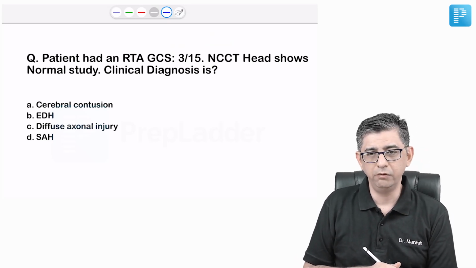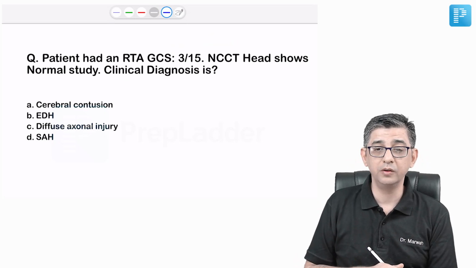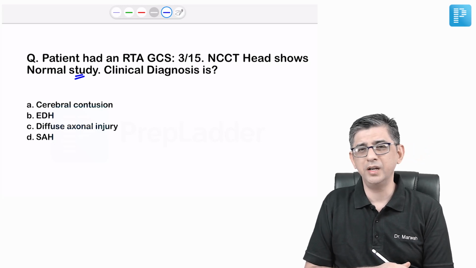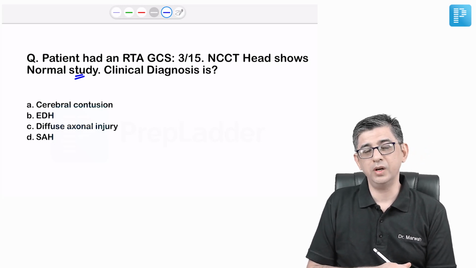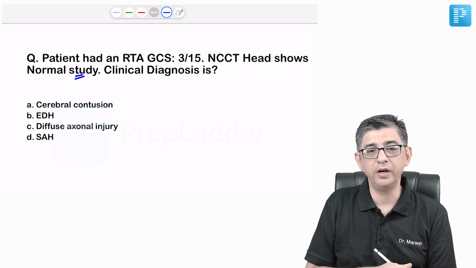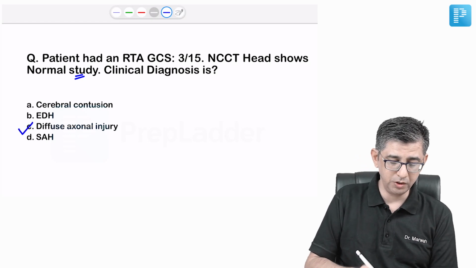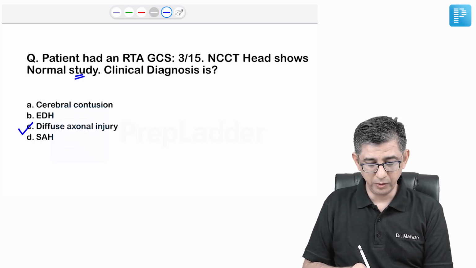So I mean, we are soon gonna have a brain death in this patient, but the CT scan shows a normal study. In earlier times, they used to love and ask about extradural hemorrhage or intraparenchymal hemorrhage, but at this point of time, you can see that a CT head of the patient is showing a normal study. That would mean a diffuse axonal injury. Again, a very oft repeated question.